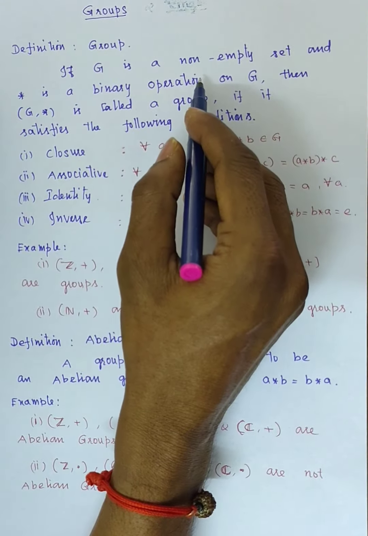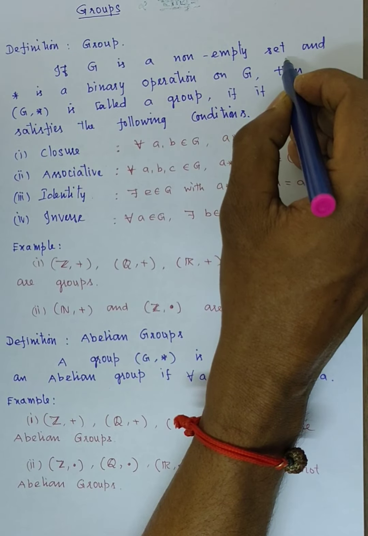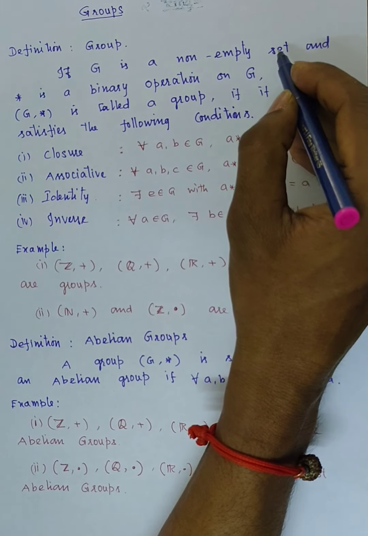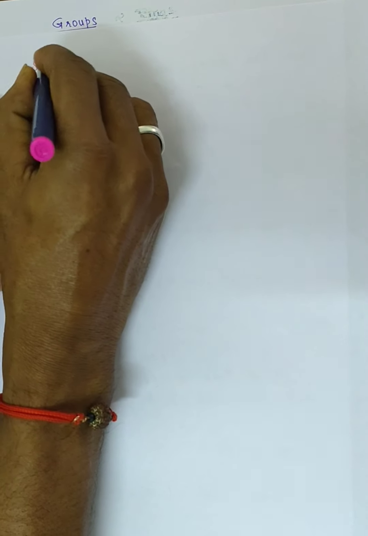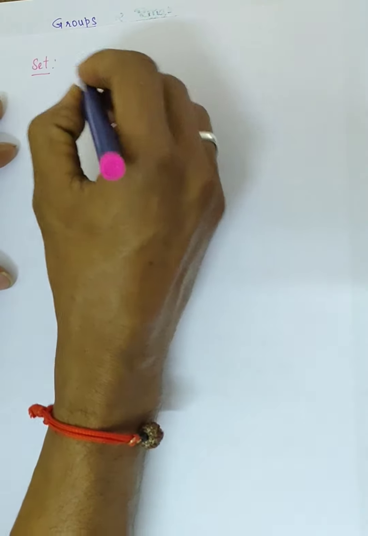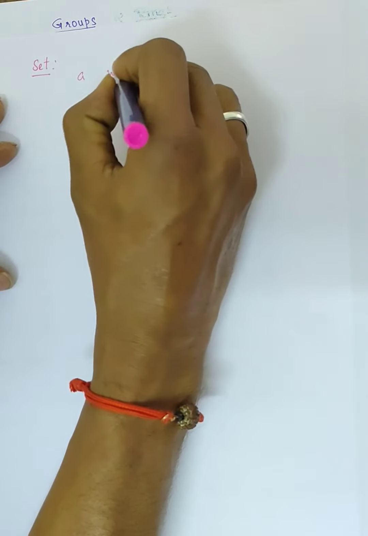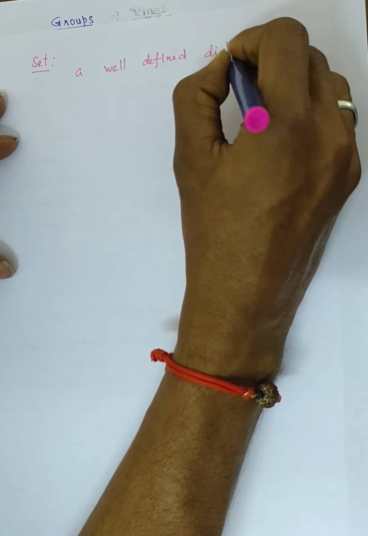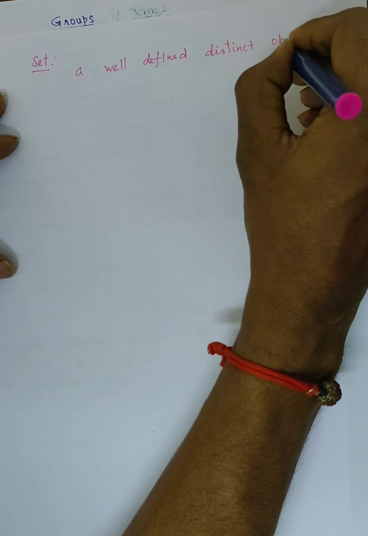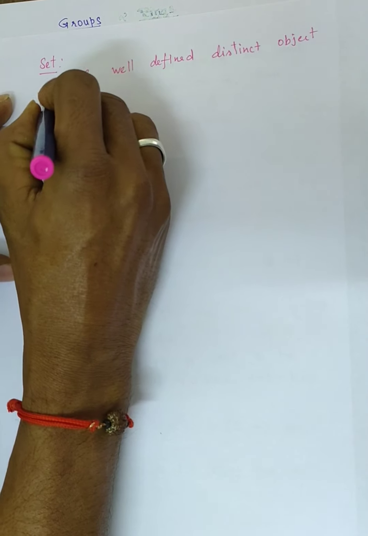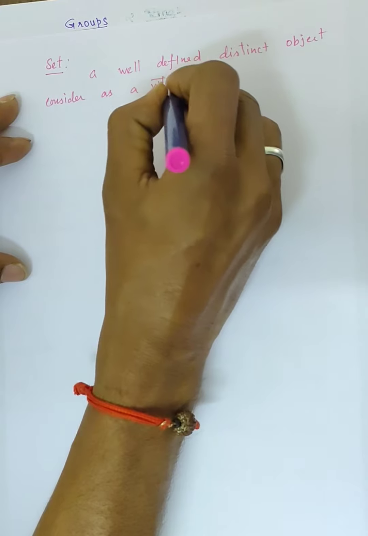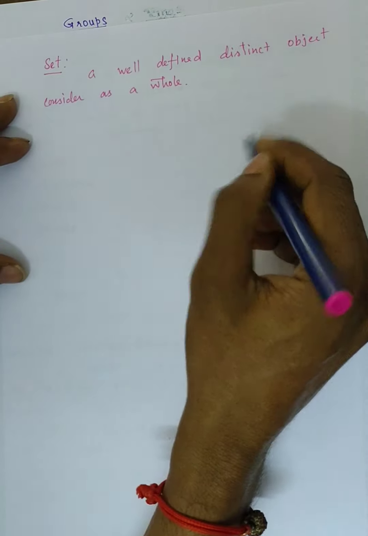In this sentence, we need to know what a non-empty set is. We know non-empty means something is there, that's called non-empty. Then what is a set? The definition of a set is a well-defined collection of distinct objects considered as a whole. This is called the definition of set.